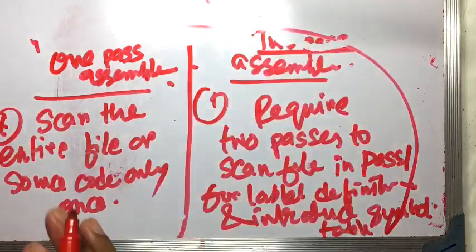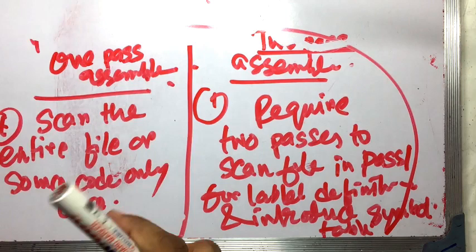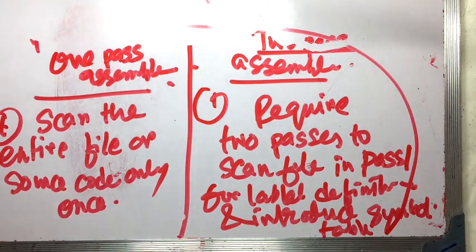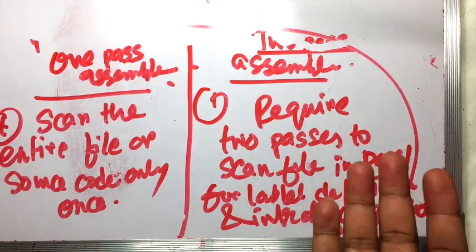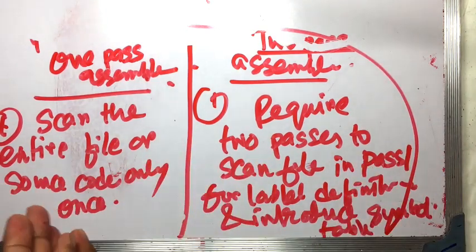So this is the basic concept of pass 1. One pass means there is only one pass. Within that pass we have to scan the entire file and generate object code. We scan the file as well as generate the object code. No intermediate pass is there.